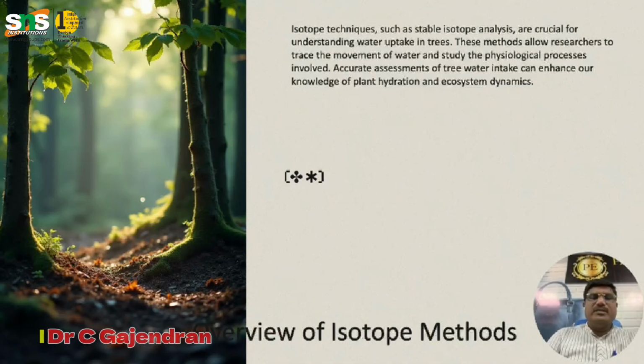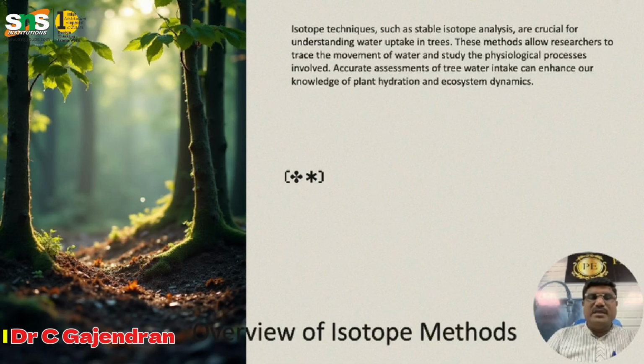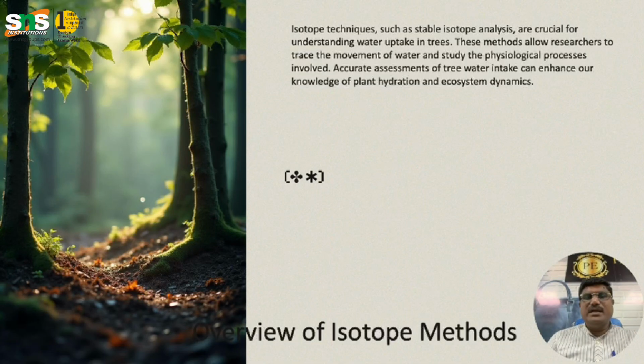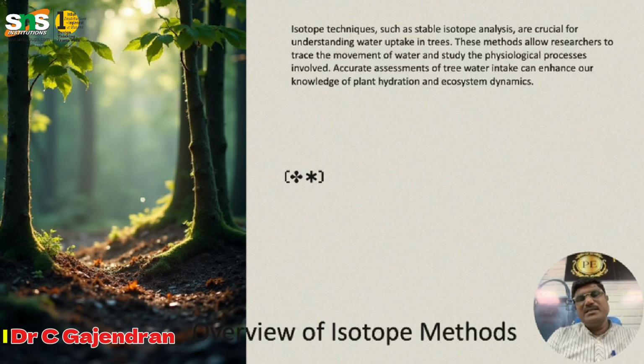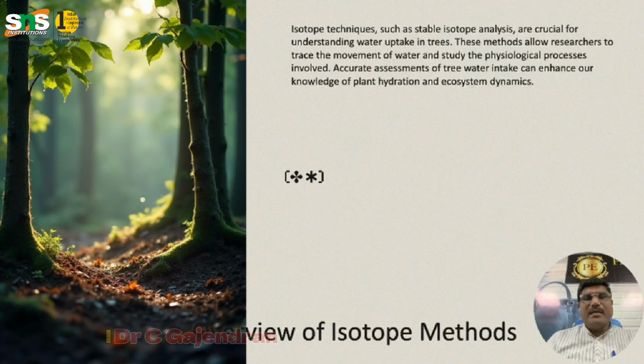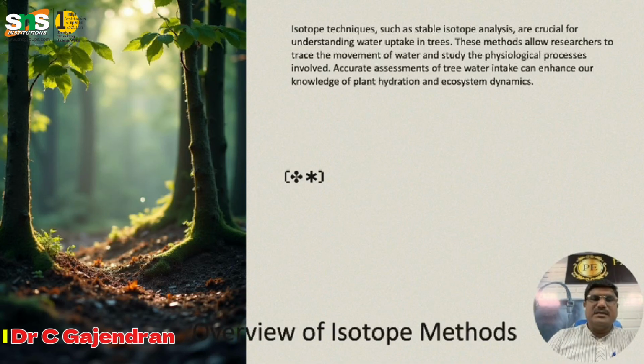The commonly used isotopes in tree water studies are carbon-13 and oxygen-18. Carbon-13 is particularly helpful in understanding photosynthetic pathways and water use efficiency. On the other hand, oxygen-18, often used in water tracing, helps identify the source of water trees are utilizing, whether it is from shallow surface layers or deeper groundwater. By comparing the isotopic signatures in trees to those in different environmental water sources, we can infer how trees adapt to water stress and changing climatic conditions.